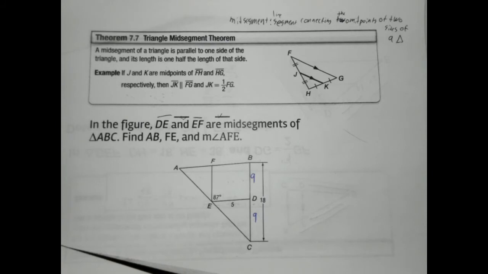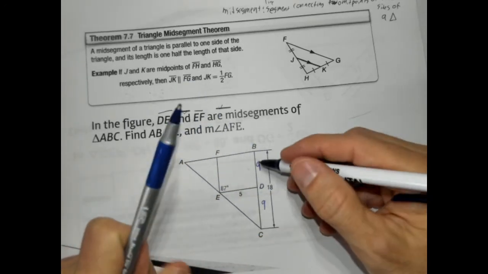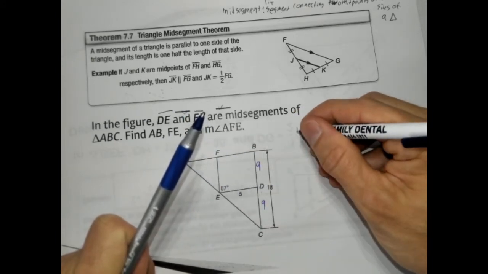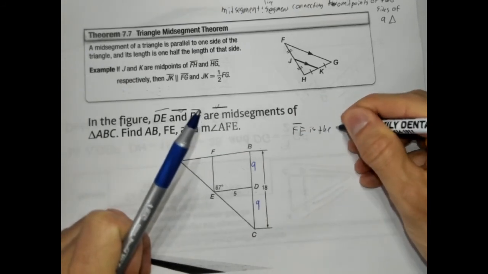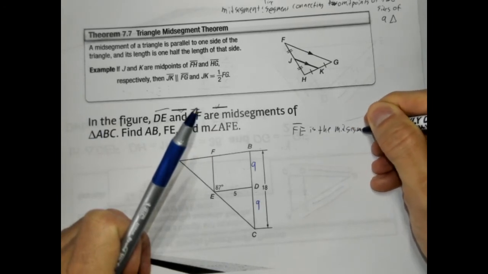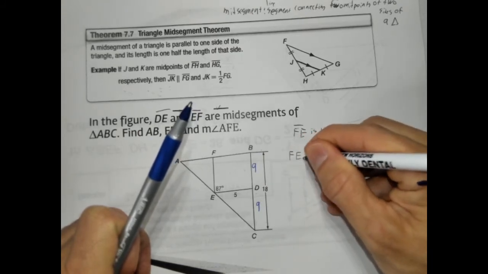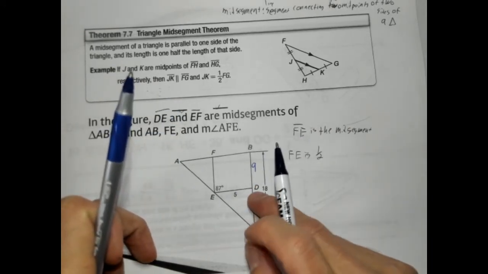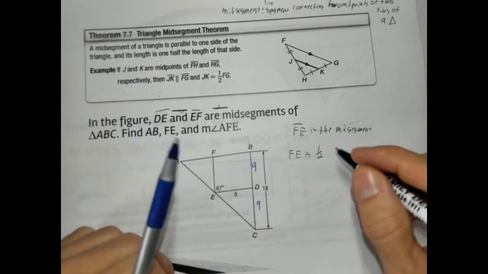Let's see, what else do we got? What we do know already is that FE is the midsegment, so that means it's half the length of BC. So FE is half of BC. This is a confusing problem because you have two midsegments. Instead of one midsegment, your brain's trying to process both of these at the same time. So it can be really confusing the first time you look at it.